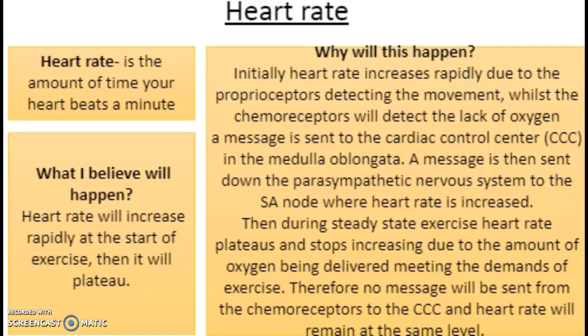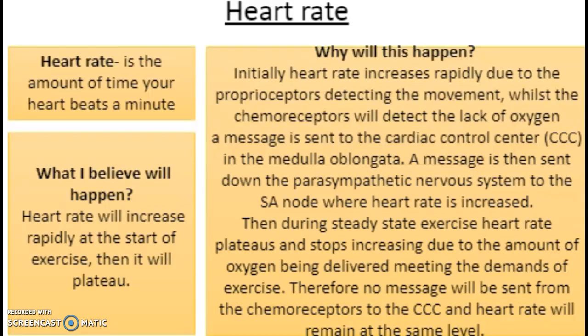Heart rate during steady-state exercise. Heart rate is simply defined as the amount of times your heart beats in a minute. What I believe will happen during steady-state exercise is heart rate will increase rapidly at the start of exercise, then it will plateau. Why I believe this will happen.